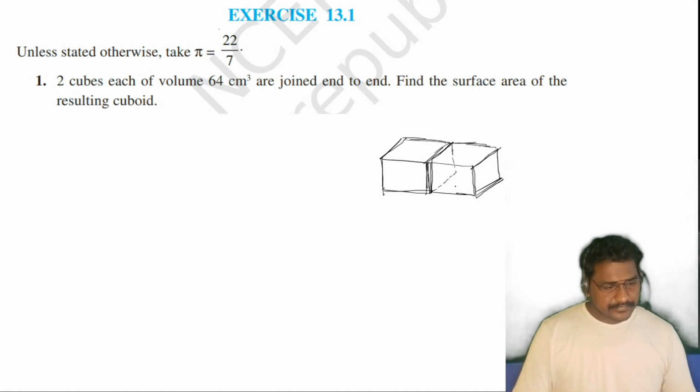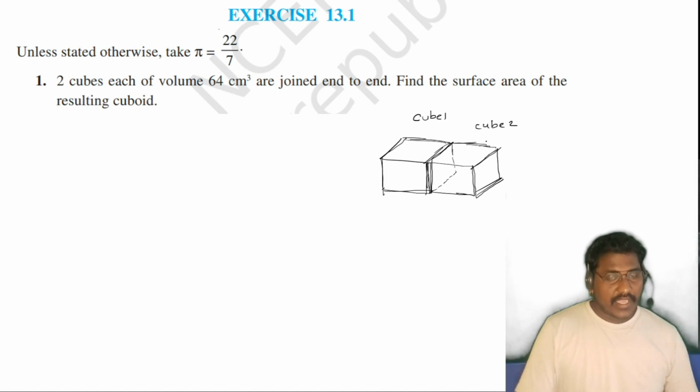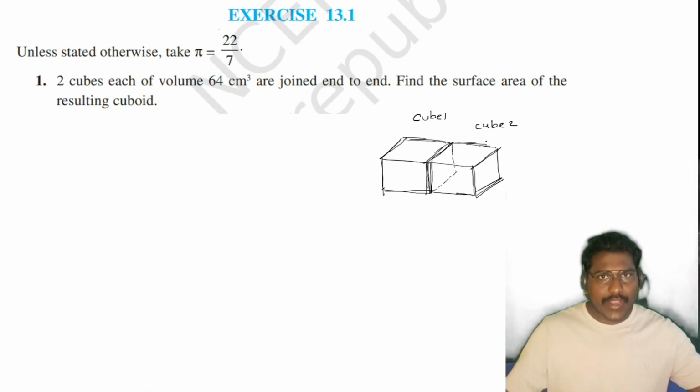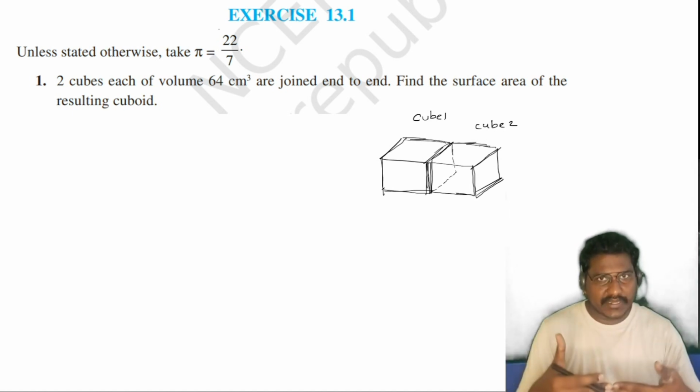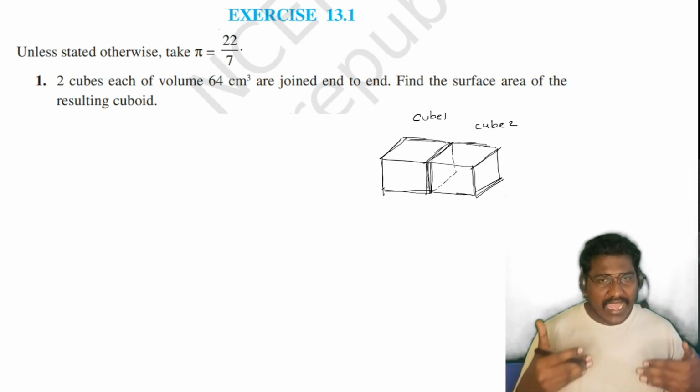So it looks like this. Let me name it as cube 1 and cube 2. These two cubes are joined side to side or end to end. Remember, you have to imagine this situation. Unless you imagine this situation, you may not be able to solve this problem perfectly.